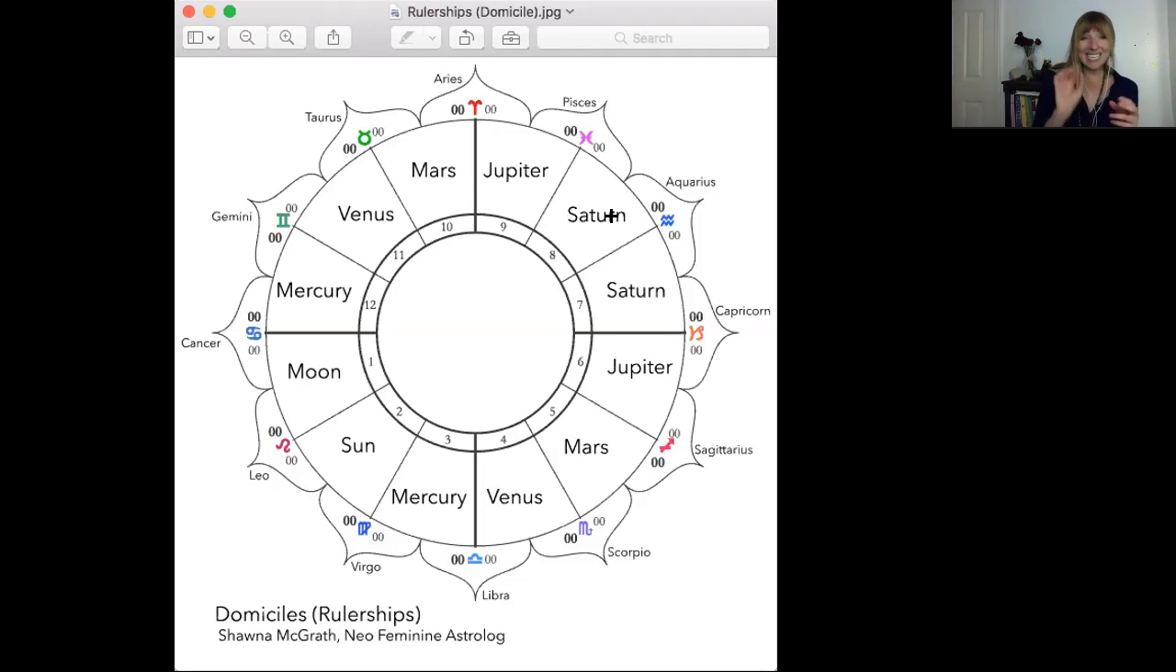And so what's neat about this is that with the exception of the sun and the moon, each planet has a masculine sign that it rules and a feminine sign that it rules. And so there's a lot of equanimity and balance here. And then, of course, the sun rules the masculine sign of Leo, moon rules the feminine sign of Cancer. The feminine signs are earth signs and water signs, and then the masculine signs are fire and air.